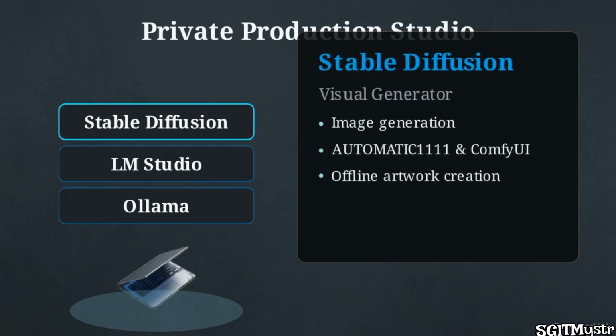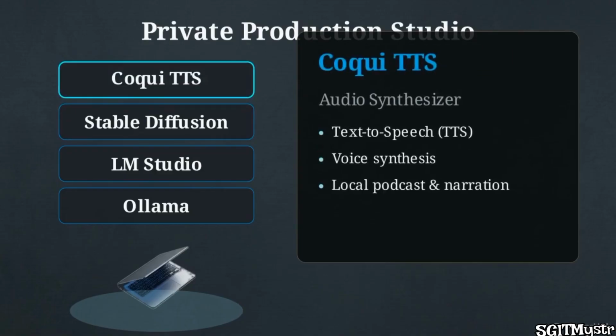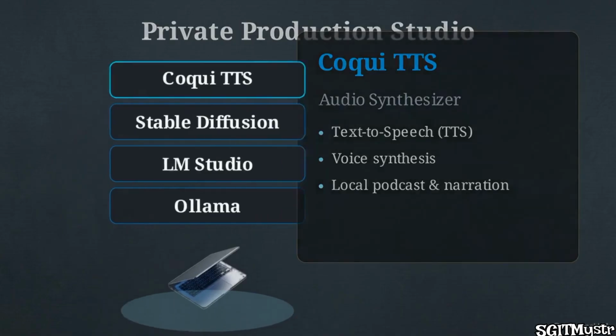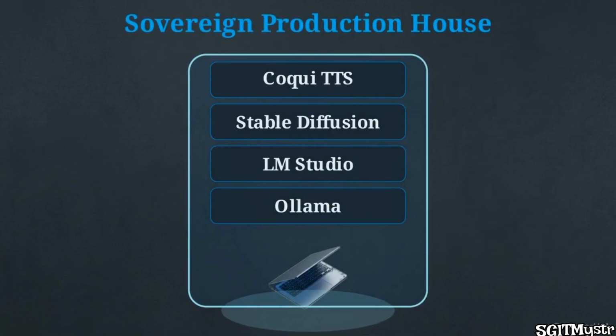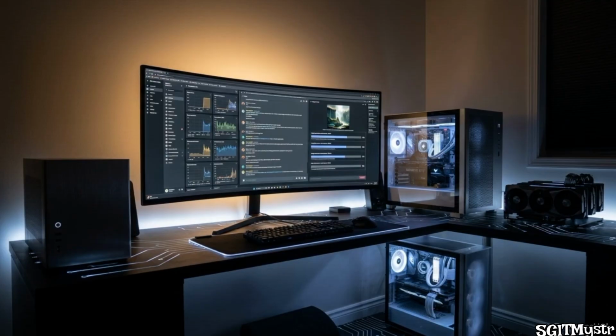For visual tasks, we add Stable Diffusion. Using interfaces like Automatic 1111 or Comfy UI, you can generate artwork and thumbnails without sending data to an external server. The final layer is Coqui TTS. This handles voice synthesis, allowing for offline narration and podcast audio that never leaves your local environment. Combining these 4 tools creates a fully self-contained, private AI production house inside a standard desktop computer.